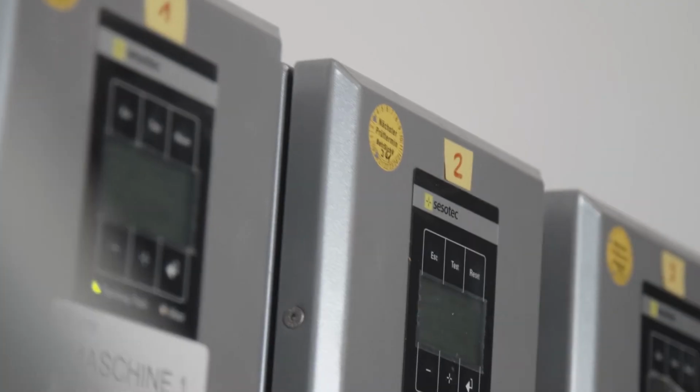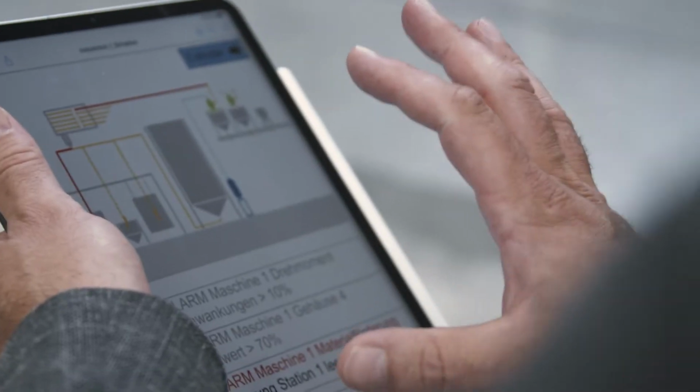The system operator is notified when there is a problem or receives a message on a tablet. Here he can monitor all of the system parameters. This all happens in real time too, as the system is linked up to the company's network.